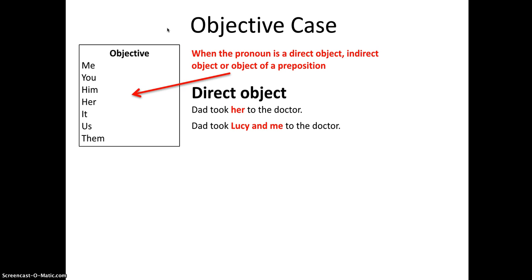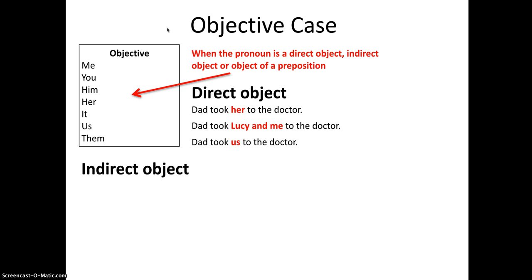Now, when we have a compound object, "Dad took Lucy and me to the doctor," if there's a pronoun involved, you have to put it in the objective form. And again, it might sound a little awkward, but it's correct. You can fix this by simply saying, "Dad took us to the doctor." It doesn't sound quite as clunky.